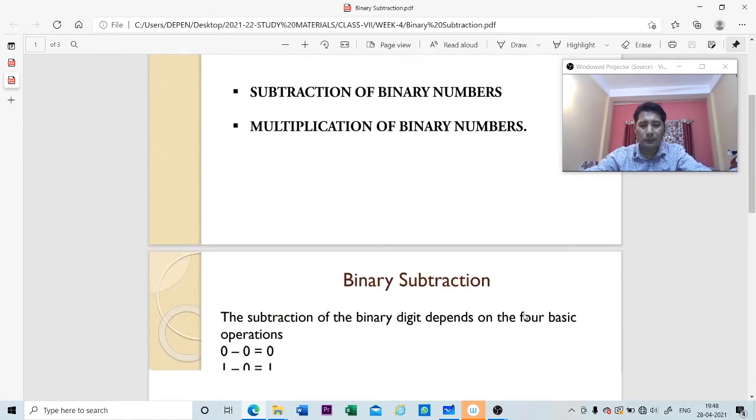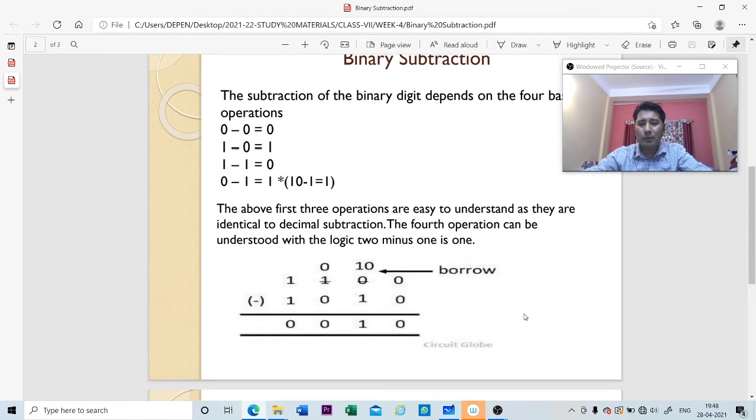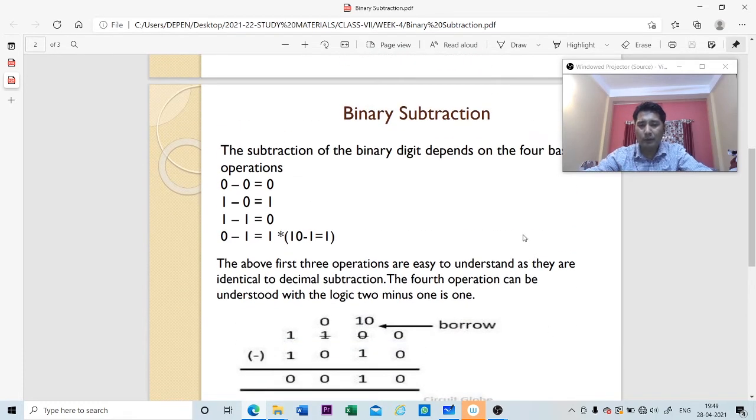So let us begin. For binary subtraction, if you want to subtract the binary digits, we need to follow 4 basic operations. You can see here that 0 minus 0 is equal to 0. These are some of the basic rules. 1 minus 0 is equal to 1. 1 minus 1 is equal to 0. So the first 3 operations are very much easy to understand as they are identical to the decimal subtraction.